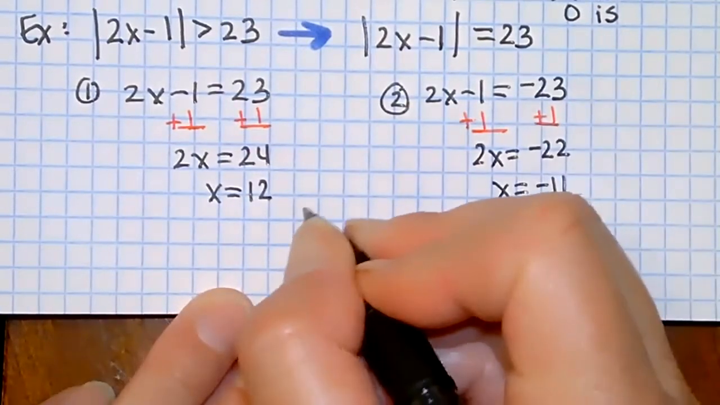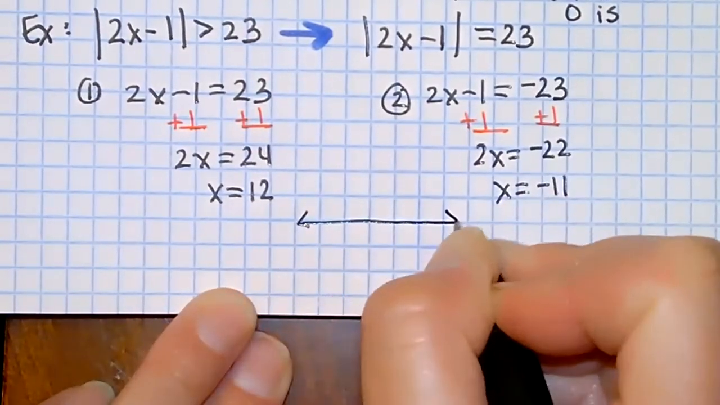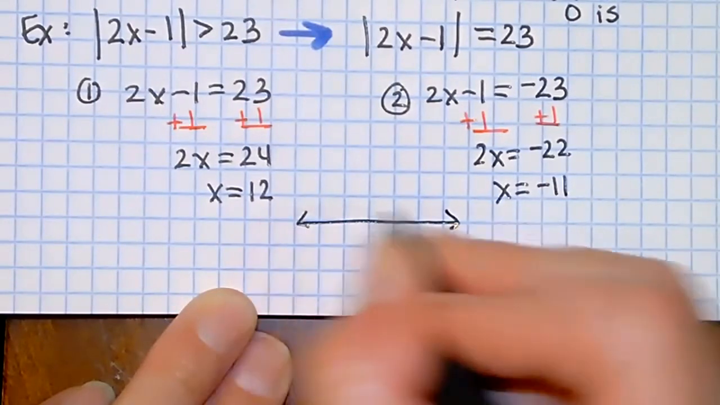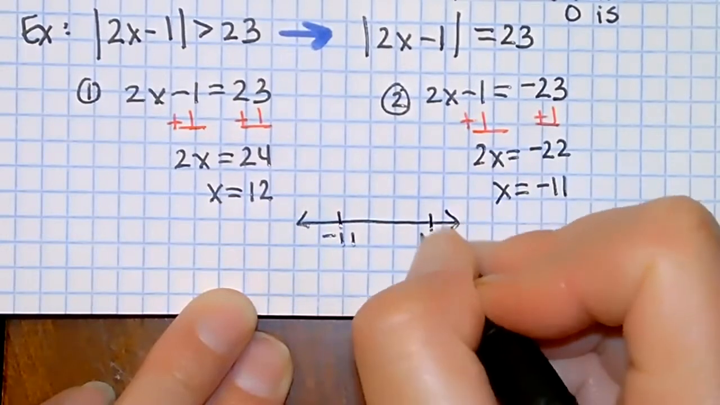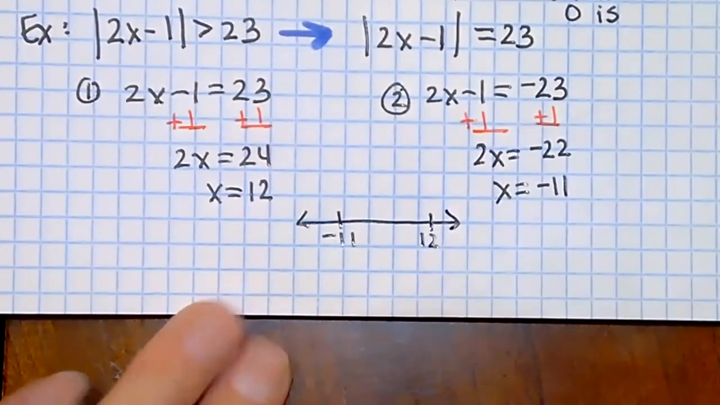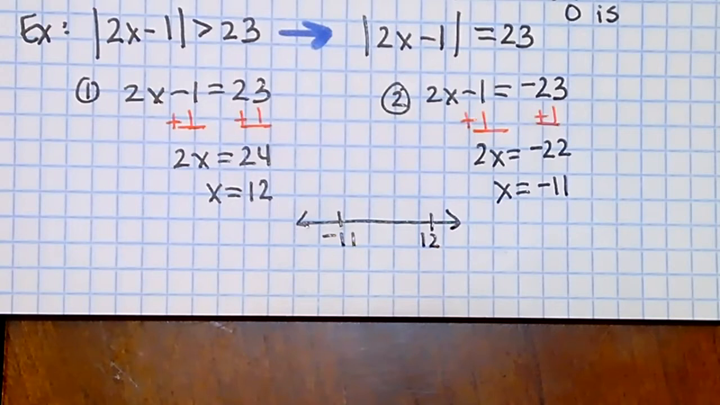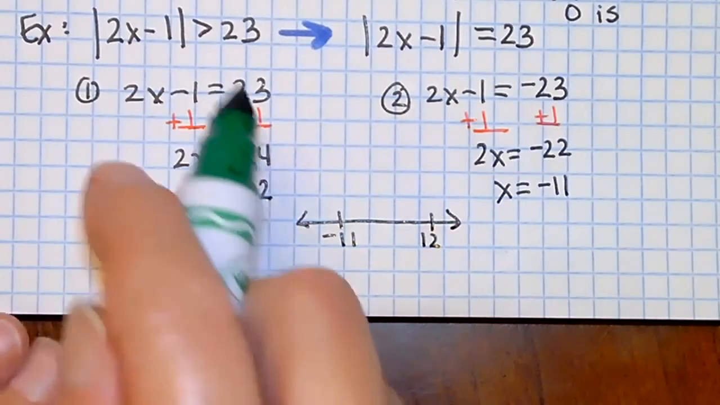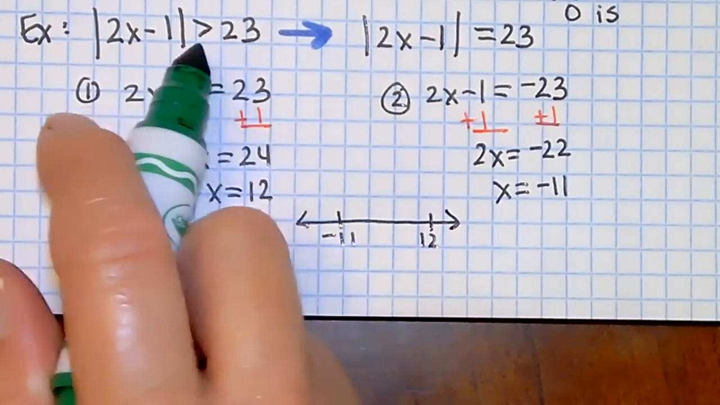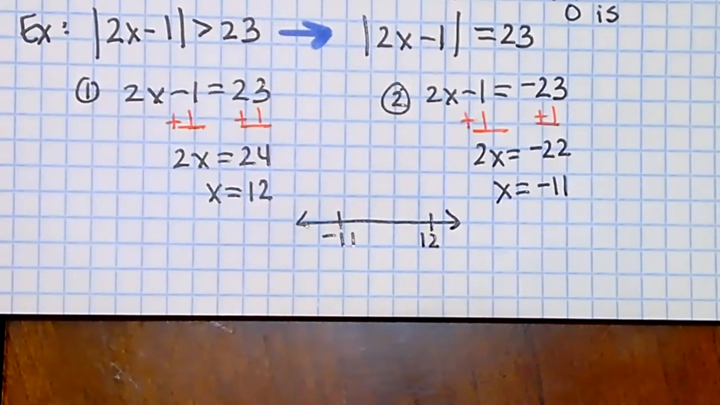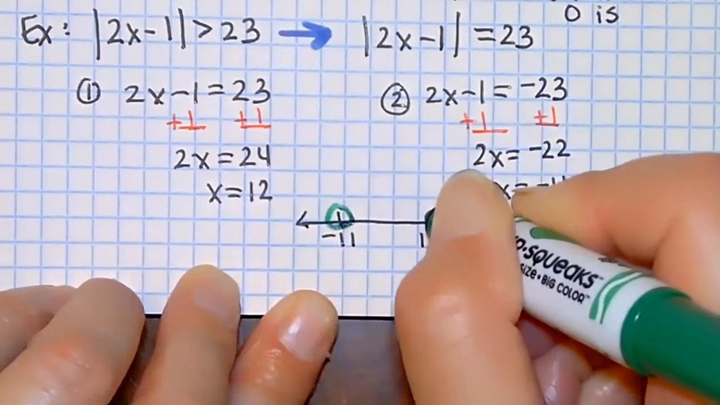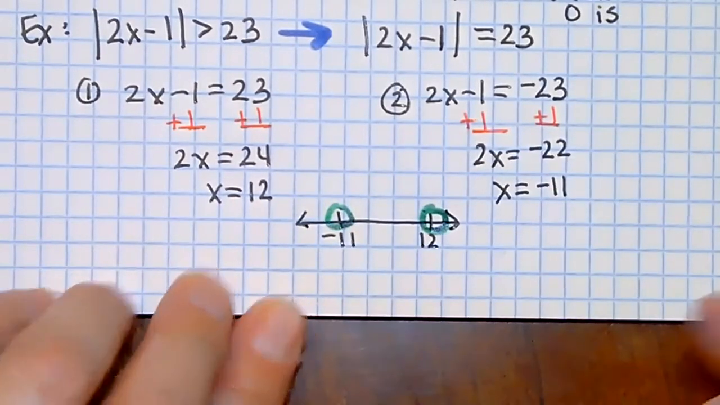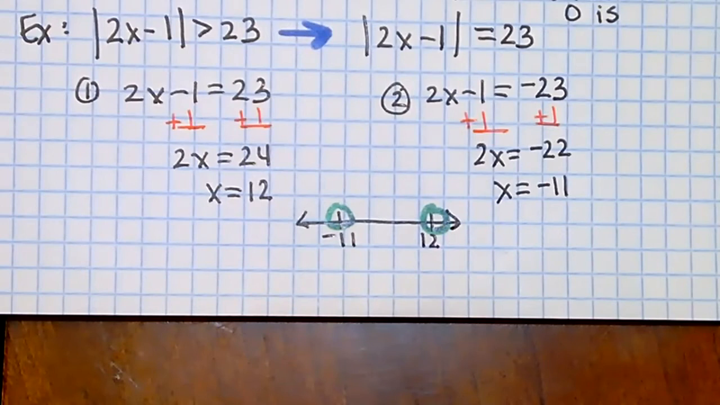So I'm going to draw my number line. Again, start with the smaller of these two, which is my negative 11. And then I have my 12. And I need to look to my original problem to decide if it's an open or closed circle. So I'm looking at this inequality. There's no little line underneath, so it is going to be an open circle. So open at negative 11, open at 12. And then I need to decide, do I shade in between or do I shade outside?